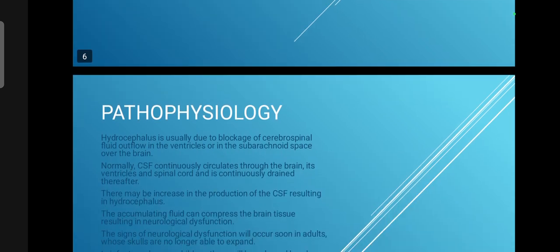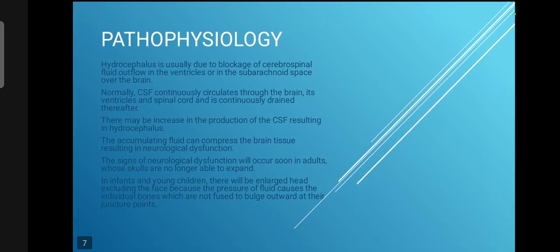Next, about the pathophysiology. Hydrocephalus is usually due to blockage of cerebrospinal fluid outflow in the ventricles or in the subarachnoid space over the brain. Normally, CSF continuously circulates through the brain, its ventricles and spinal cord, and is continuously drained thereafter. There may be an increase in the production of the CSF resulting in hydrocephalus. The accumulating fluid can compress the brain tissue, resulting in neurological dysfunction.